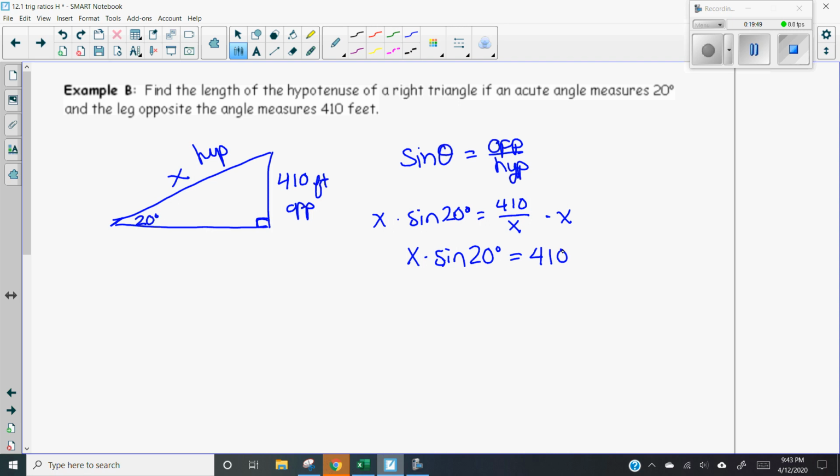So now we're here, and then we just take one more step and we're going to divide by sine of 20. Now remember, that's just a number in the calculator. It's about 0.34. We don't really care about that right now, but you can think about that as a number, so you treat it appropriately in your algebraic work here. So x is equal to 410 divided by sine of 20. That can go right in the calculator. X is about 1,198.8 feet.